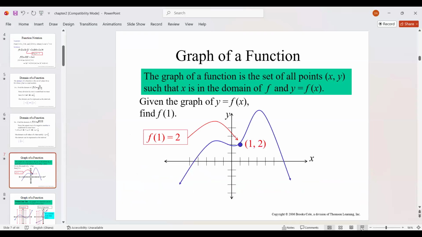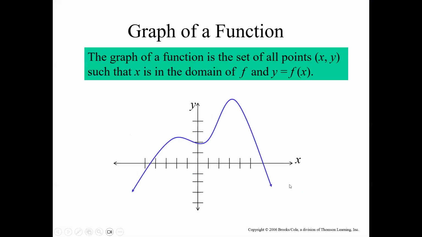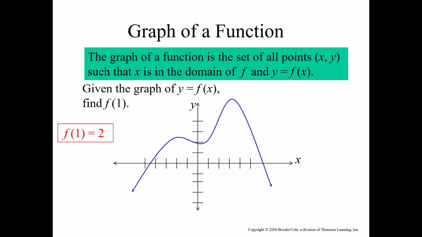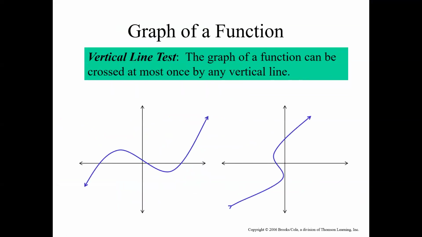Let's go on. Let's now look at the graph of a function. Functions can be plotted in the form of a graph. The graph of a function is a set of all points of x and y that satisfy the domain and then the range. So we have something like this. Given y is equal to f of x, when you substitute 1, you will get f equals 2. So the point (1, 2) will be a point on the graph.